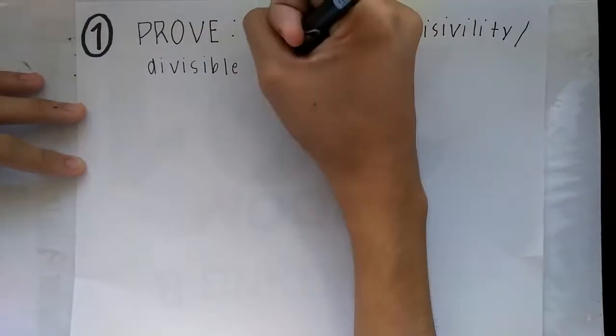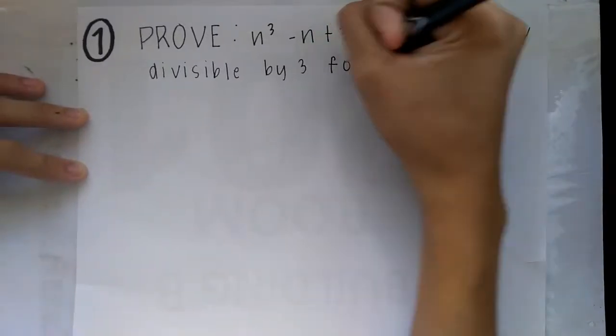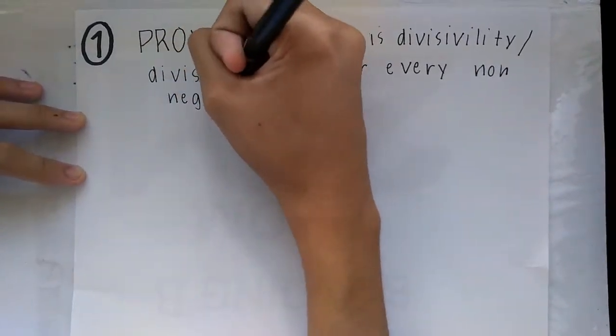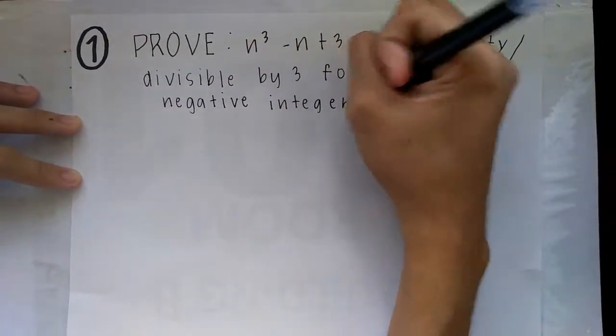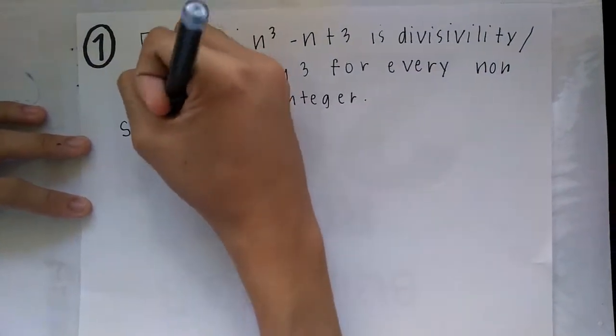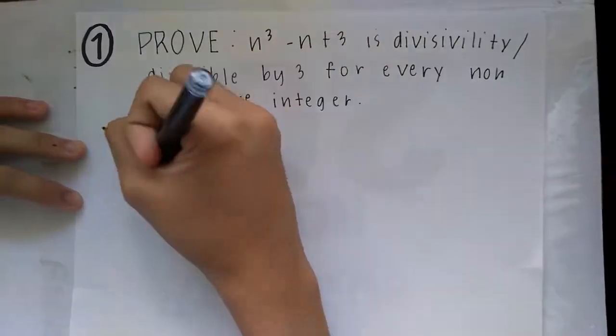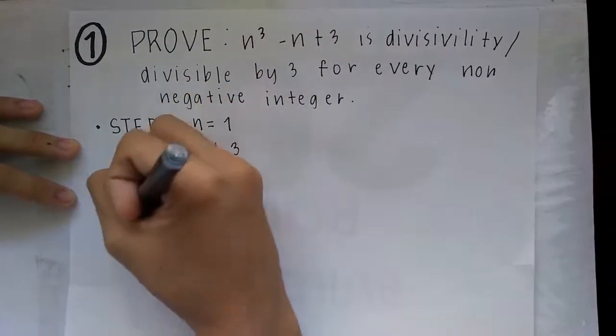n cubed minus n plus 3 is divisible by 3 for every non-negative integer. For step number 1, let n be equal to 1. Substitute 1 to all n in the equation and the answer will be like this. n equals 1 is true.